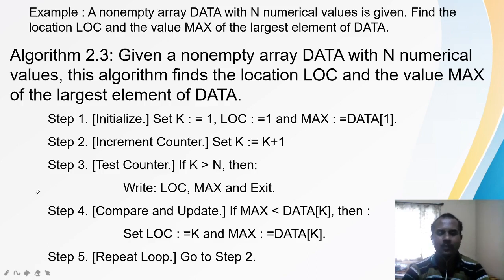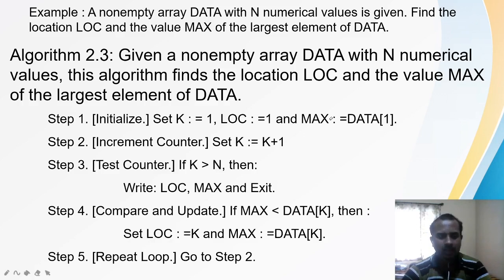Okay. So if you remember the flow chart, writing the algorithm is very easy. What is the first step? What have we done in the first step? We have initialized k and location. Then we make the first element of the data the max, right? So set k is equal to 1, loc is equal to 1, and max is equal to data of 1. After that, what have we done? We have incremented the counter.